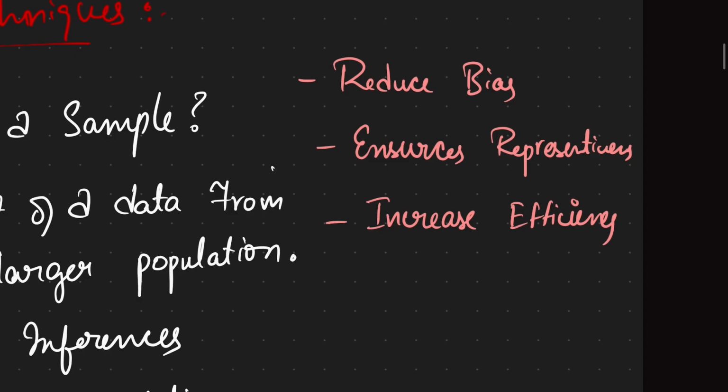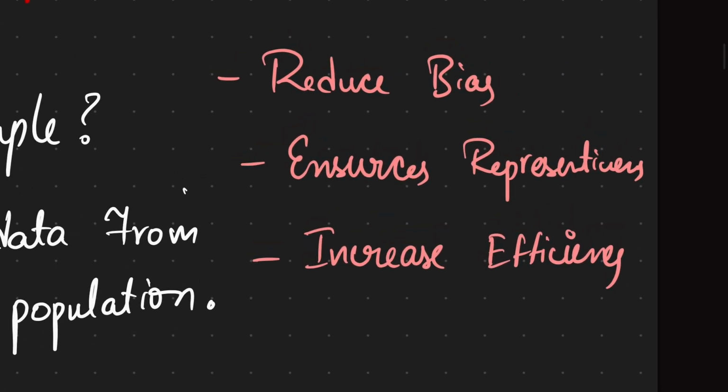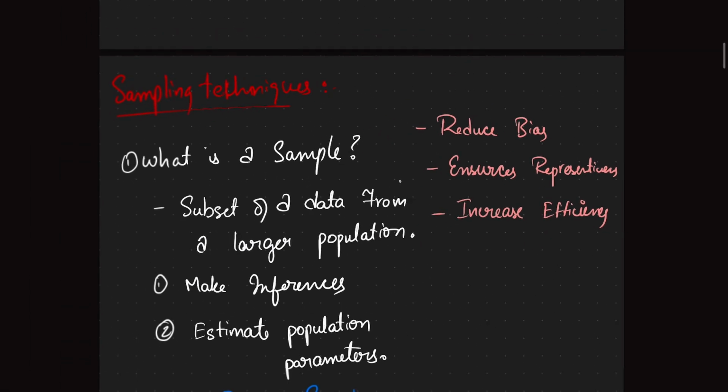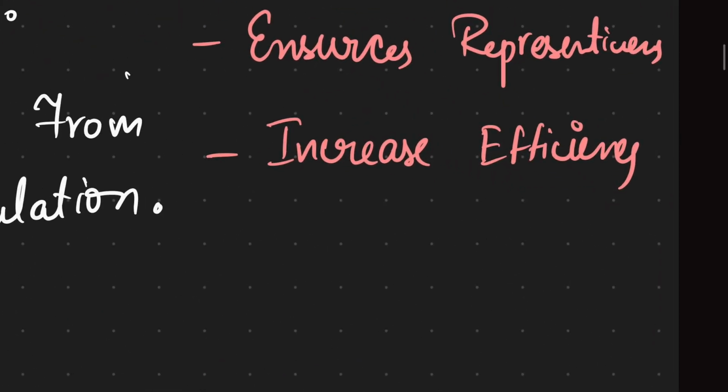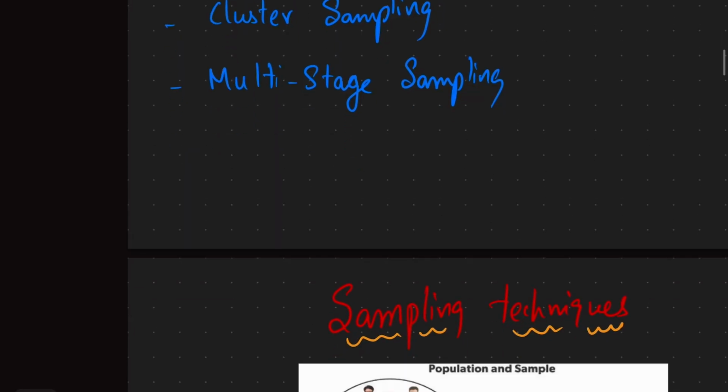There are a few things that we need to remember while doing sampling. We got to make sure that the bias is handled, and also ensure it represents the whole population. By doing that, it simply increases our efficiency, right? We need not go to each and every person.